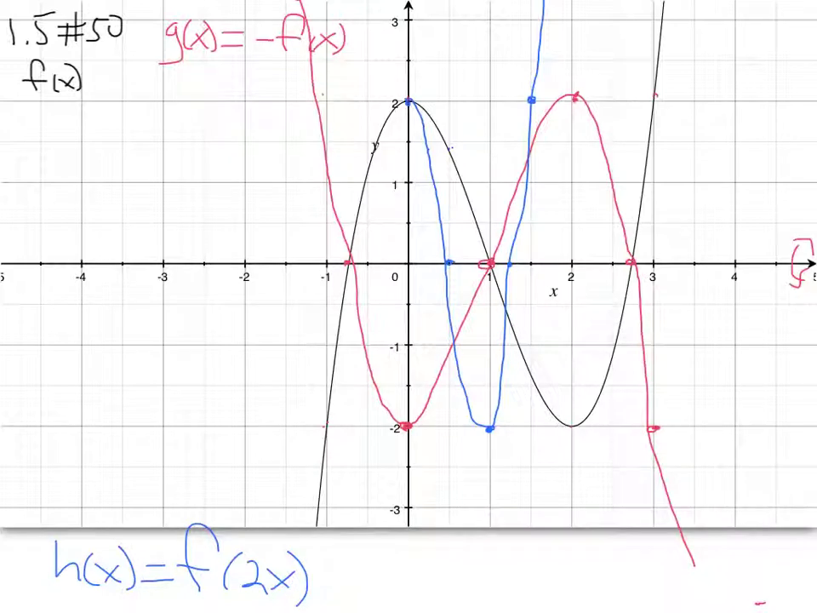Things that happen at negative 1 now happen at negative a half. Things that happen at negative a half now happen at negative a quarter. So things get compressed around the origin.